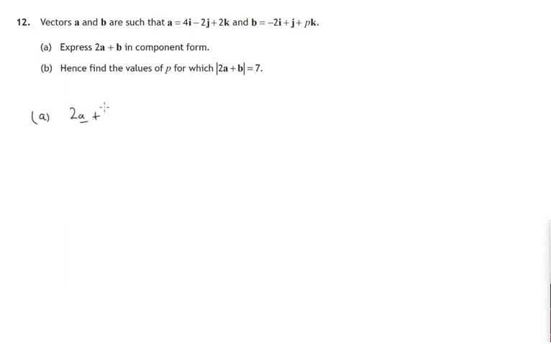We're told their components in unit vector form, ijk form, and we're asked first of all to express 2A plus B in component form. So that's twice A, which has components 4, -2, 2, plus B, which has components -2, 1, P.